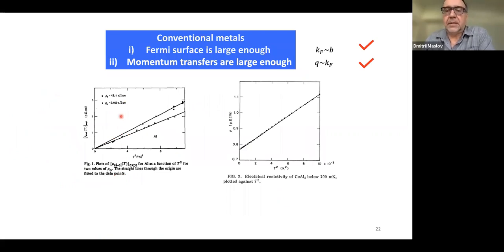In conventional metals, the Fermi surface is large enough and momentum transfers are also large enough. Both are of the order of kF. Therefore, umklapp processes are allowed. And when we see T squared in a conventional metal, such as aluminum, and the less conventional, but still conventional, heavy fermion metal, which is cerium aluminum 3, when we see T squared in these systems, we don't think twice. We say umklapp, and we are very happy to see it.